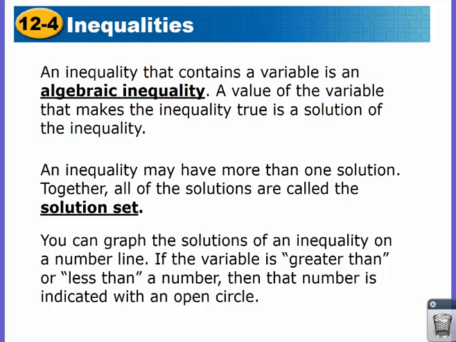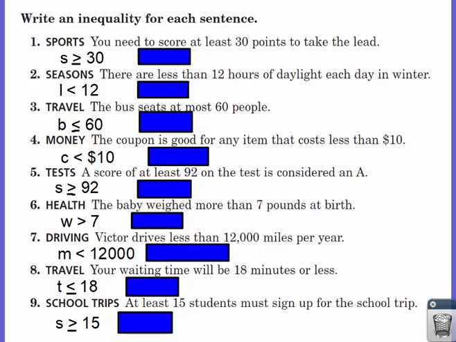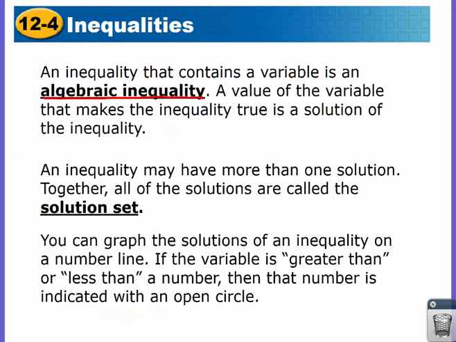Okay? Well, the first thing, let's understand the difference between an algebraic inequality and a numeric inequality. It says an inequality that contains a variable is known as an algebraic inequality. The value of the variable that makes the inequality true is a solution to the inequality. So all the ones that we just got through doing are what we call algebraic inequalities because they contain variables. Now, what's the difference between that and what we've done in the past?